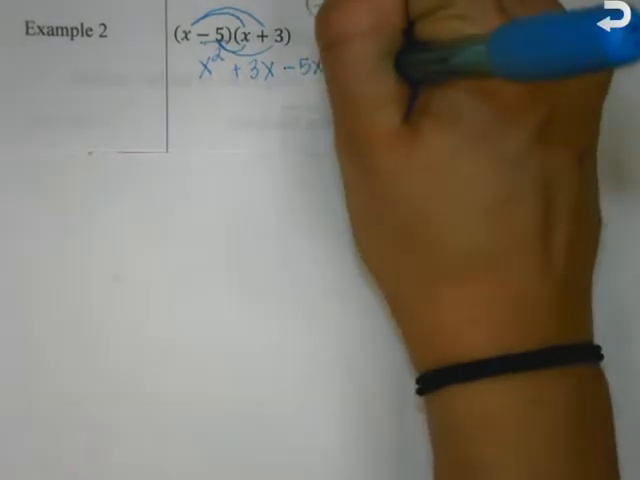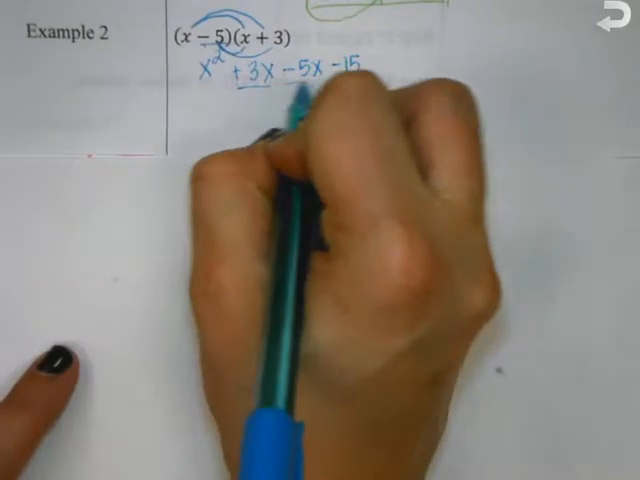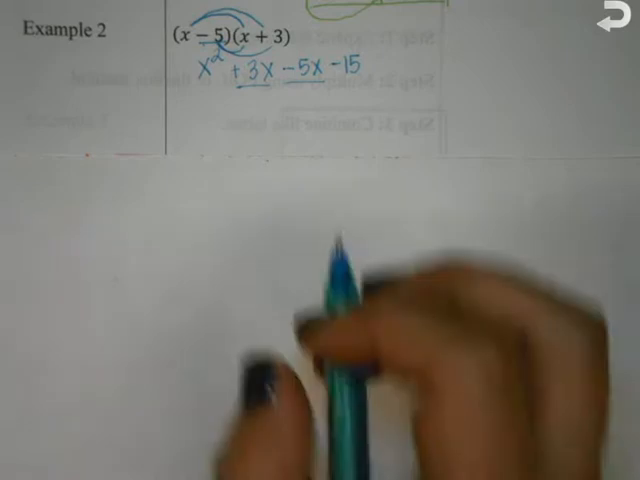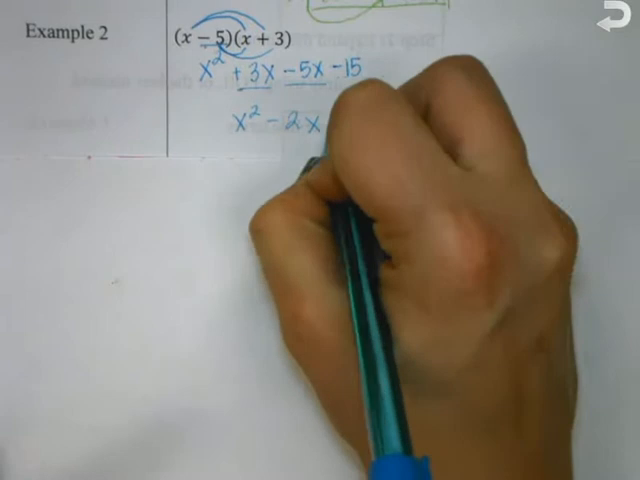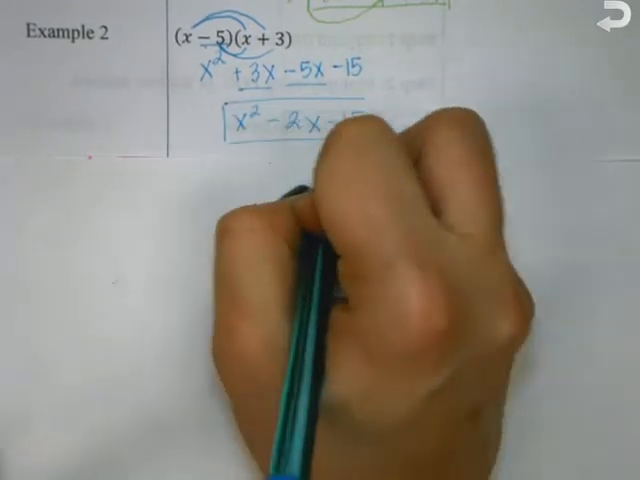Okay, so I got everything multiplied out. Now what can I do? Am I done? Nope. Combine like terms. Good. 3x minus 5x gives me what? Negative 2x. Good. So we get x squared minus 2x minus 15. And that's your answer.